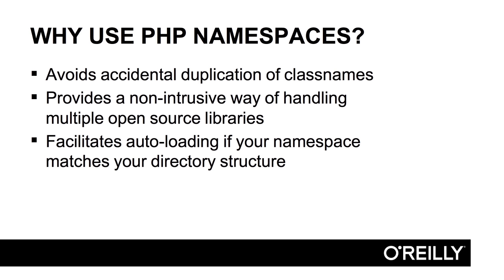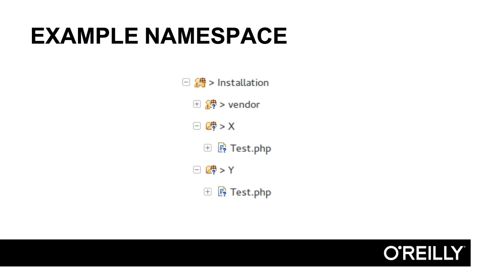The next question is why use PHP namespaces? The simple answer is that if we are using multiple open source libraries, it's very possible that you could accidentally duplicate a class name. It also facilitates a concept called autoloading, especially if you've configured your namespace to match your directory structure. Let's take a look at a simple example.